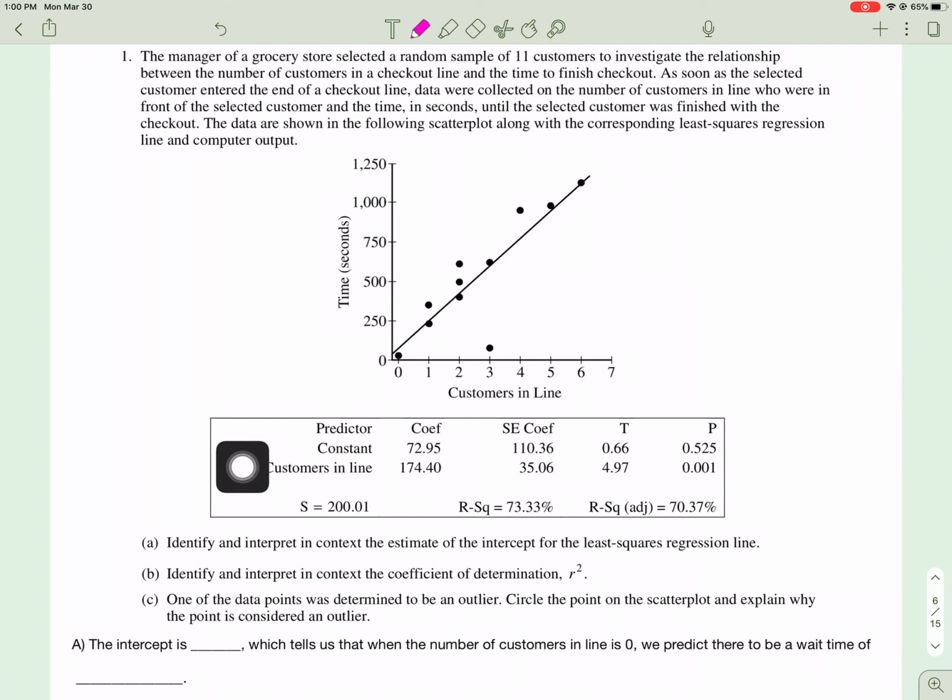A couple things. We have this computer output here, and I just want to go over again how we write this as a regression equation. Now, it doesn't ask us to do this, but we might have to. We're predicting time by the number of customers, right? So we have predicted time equals, well, the slope is the coefficient next to the x variable. So we have 174.4 times number of customers in line plus 72.95, right? The constant is your y-intercept, which we're going to actually need in a second.